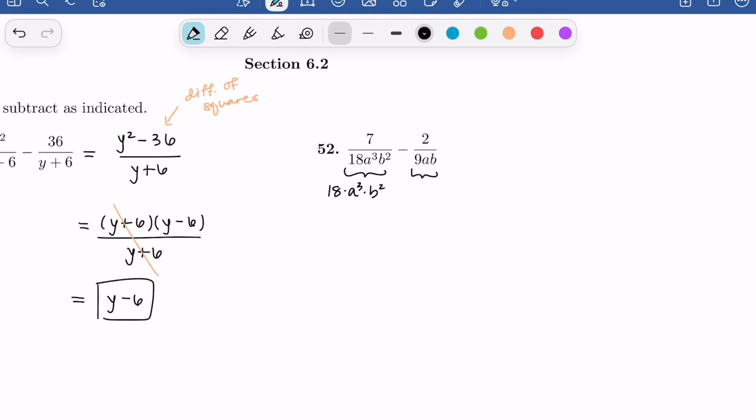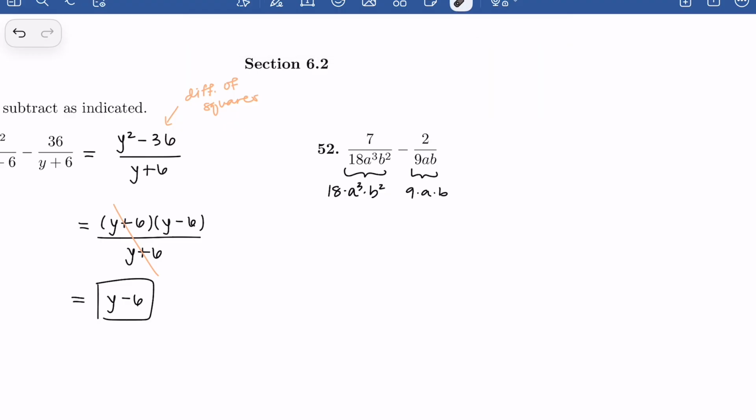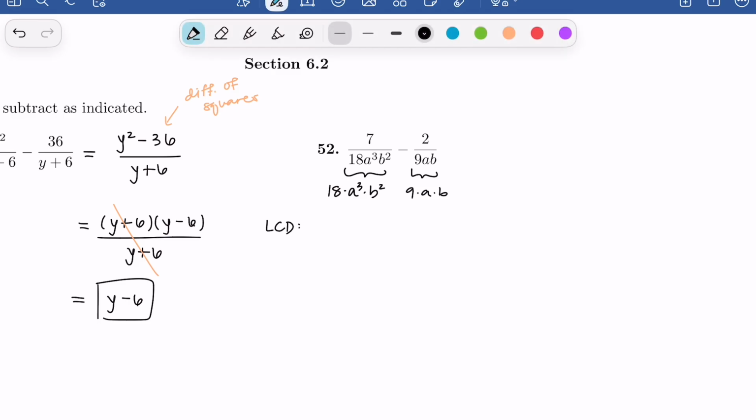Now the factors of this guy are going to be 9, a, and b. So the first thing that we'll look at is this numerical factor. And again, we need to take the factor raised to the greatest power. So in terms of our numerical factor, we're going to take the biggest value. So in this case, that would be 18. So for our LCD, the greatest numerical factor that we're going to take is 18.